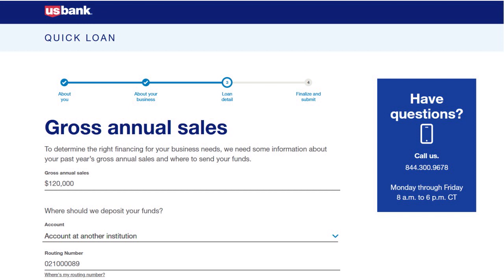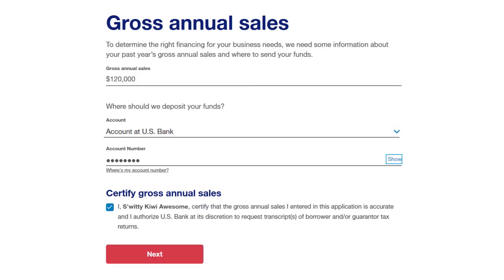And the one thing I want to say here is that for gross annual sales, make sure that you have the right number from last year's P&L, because U.S. Bank might require you to send them your financial statements. Besides the P&L, they might ask for your company's balance sheet, your company's statement of cash flows, and your company's statement of owner's equity. Let's move on here. We still have other information about the business loan. So you have to put the account at U.S.